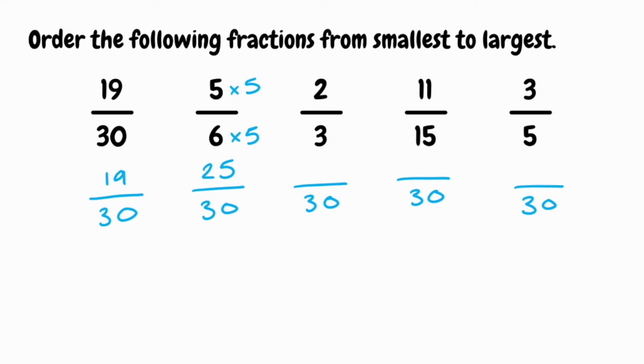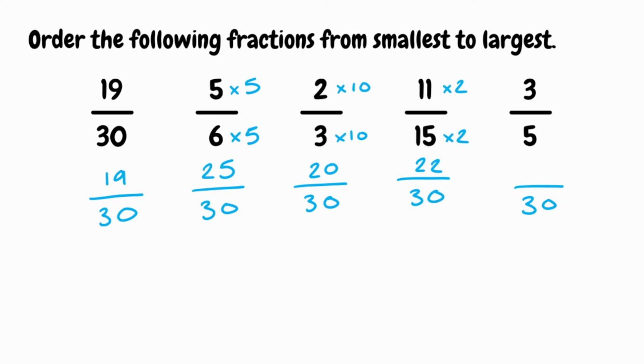Moving on, how did we get from 3 to 30? Well, we must have multiplied that by 10, so we're going to do that to the top also. So multiplying 2 by 10 gives us 20. For the next fraction, the 15, we must have multiplied that by 2, which means we're going to do exactly the same to the top. That's going to give us 11 times 2, which is 22.